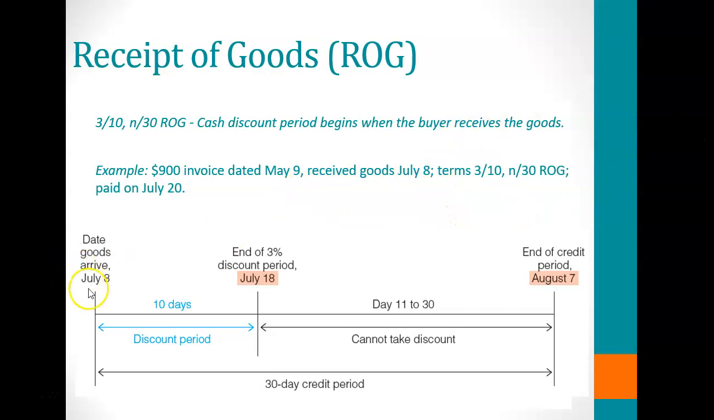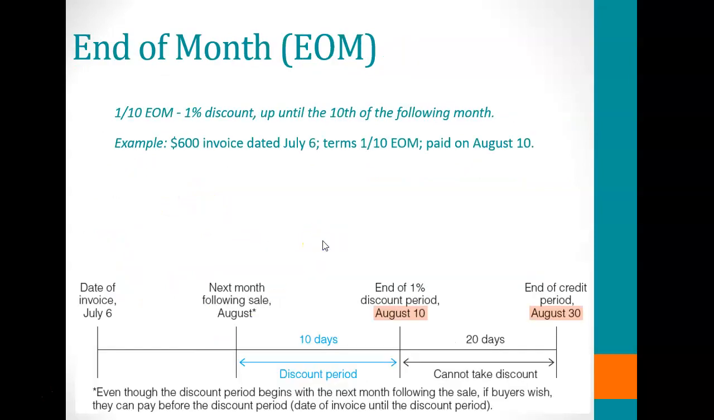So our terms begin as of July 8th. So if they pay by July 18th, they'll receive a discount of 3%. If they pay after July 18th, they must pay the full invoice price of $900.